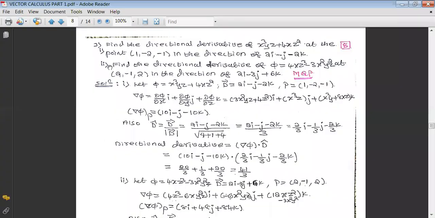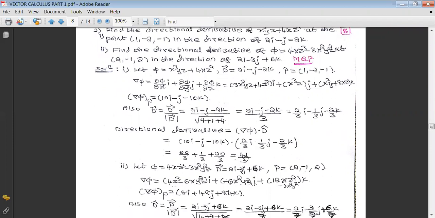First let us concentrate on the first example. Here the scalar pi is given by x cube yz plus 4xz square, and the direction is given as 2i minus j minus 2k, and the point P is given by (1, -2, -1). These are the values of x, y, z. And we know that the directional derivative is given by del pi dot d cap, where d cap is the unit vector in the direction of d bar.